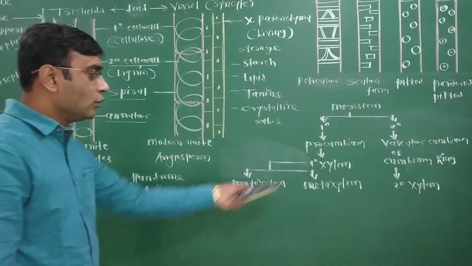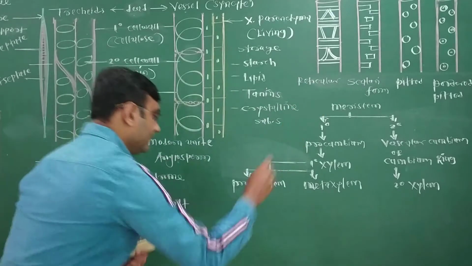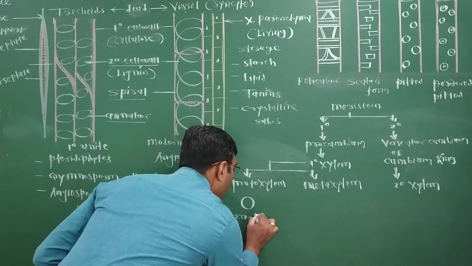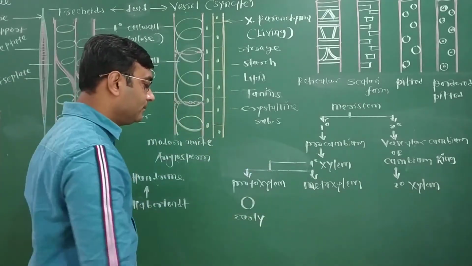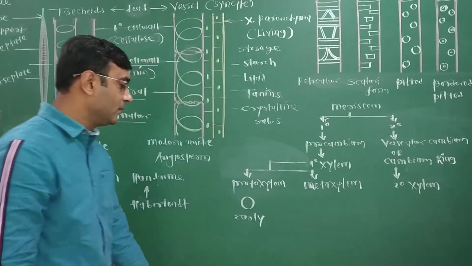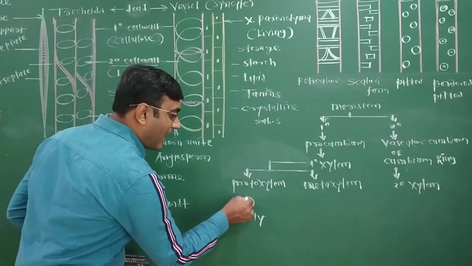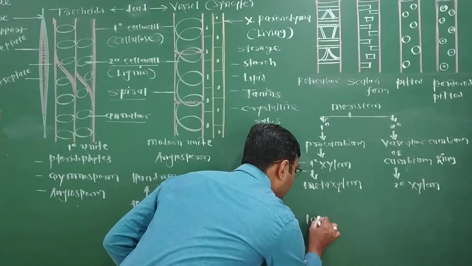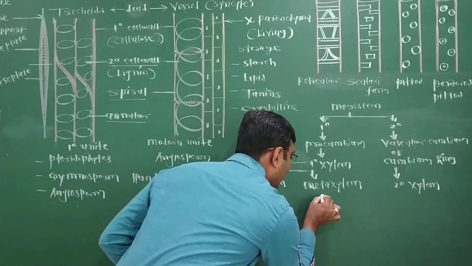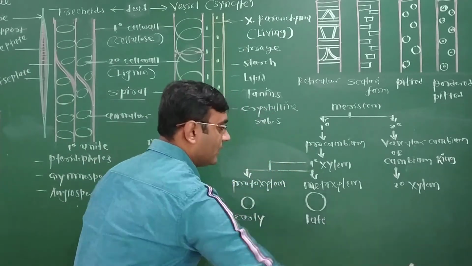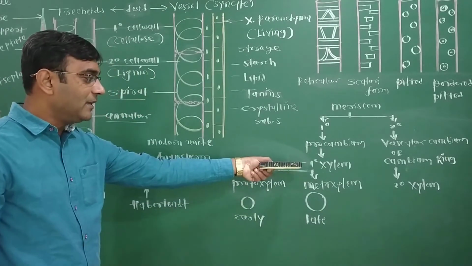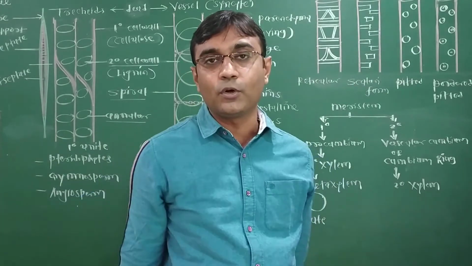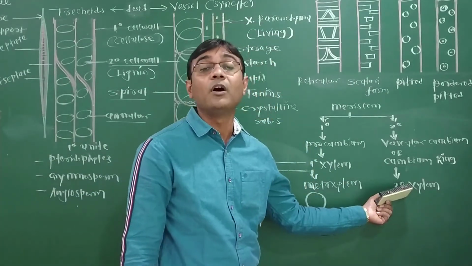What is protoxylem? Primary xylem that develops early in the life of the plant and has a narrow diameter, developing from procambium, from primary meristem, that is protoxylem. Primary xylem that develops late in the plant's life and has a wider diameter, that is metaxylem. Secondary xylem is not divided into proto and meta, because it is already developed late.